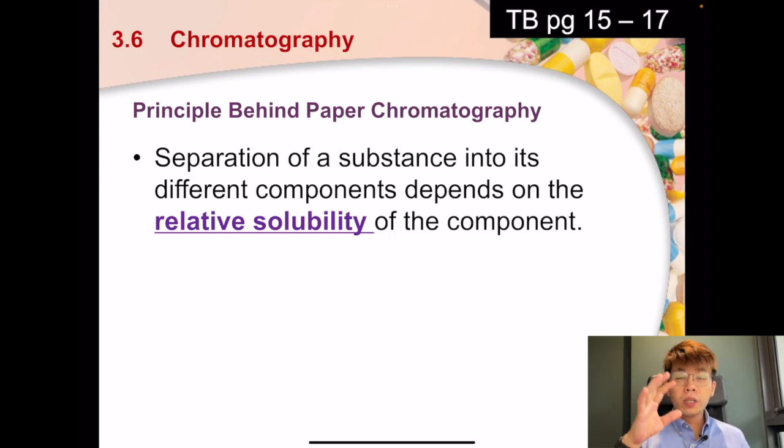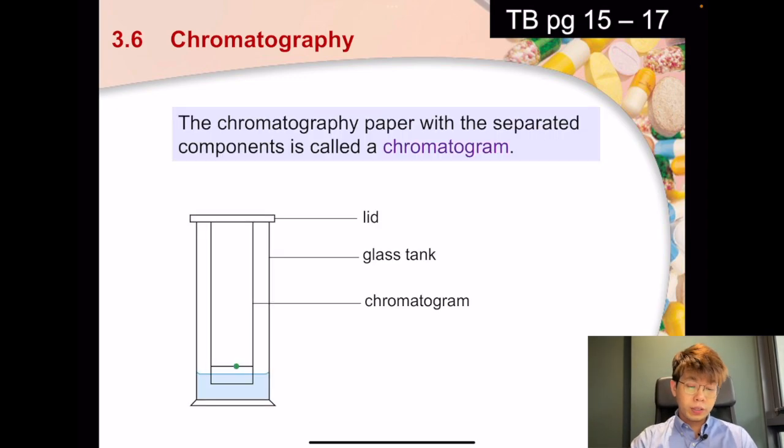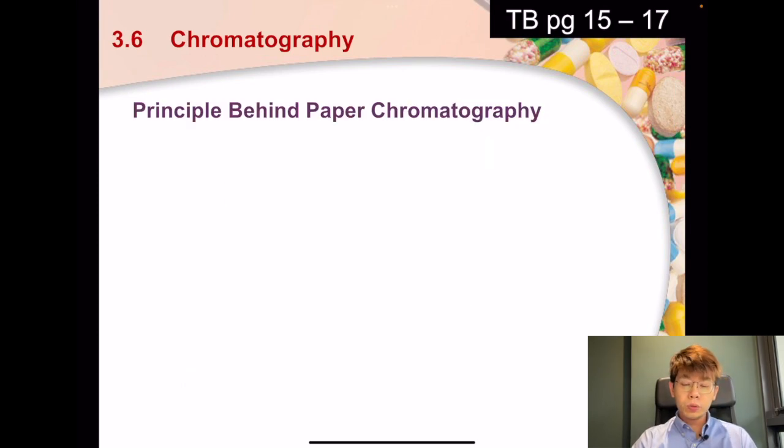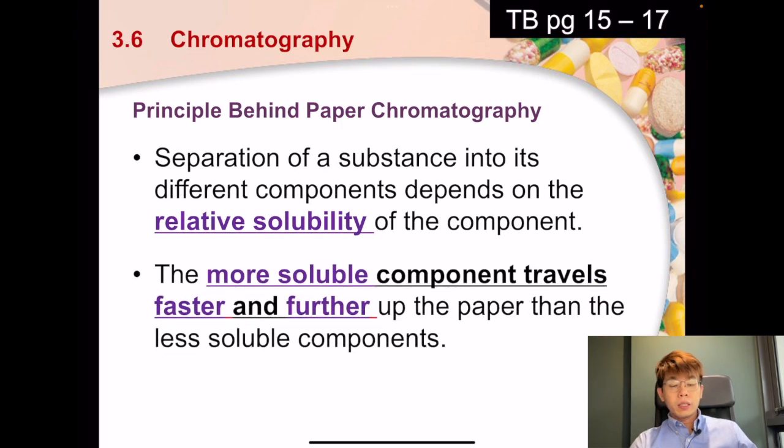The separation of the substance is based on its relative solubility in the solvent. So what is the solvent? The solvent is the thing that we dip the chromatogram in, the one that goes up. It depends on the solubility. The more soluble the substance, the higher it will travel. You can imagine the solvent will move up and slowly pull the substance with it. The more soluble the substance is, the further the substance will travel.